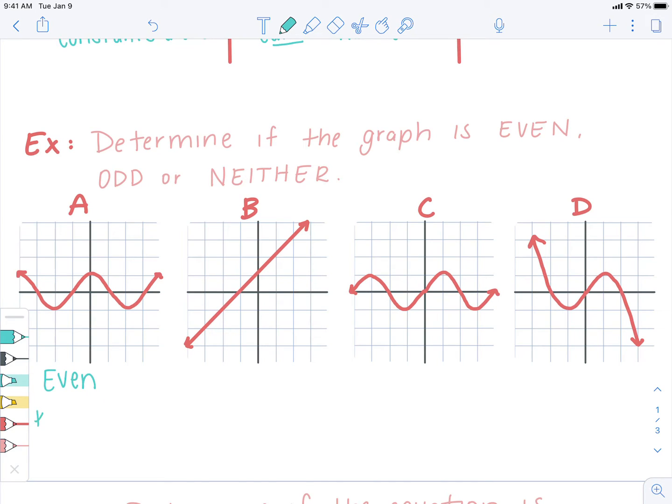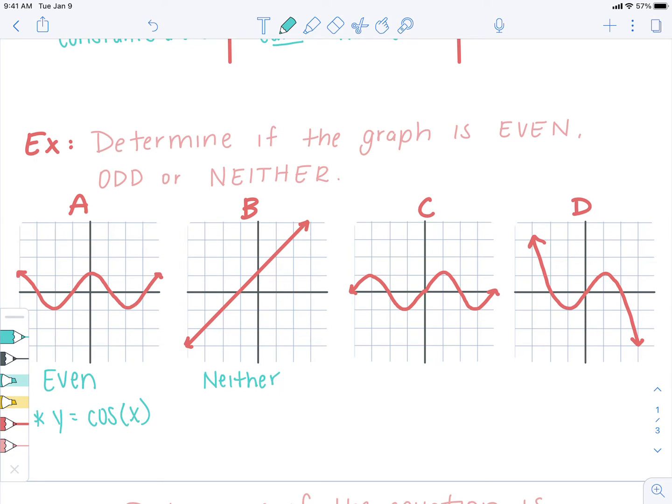I might also make a note that this is y equals cosine of x. Since cosine doesn't have any exponents, in case you see a cosine equation, you'll know that cosine is an even function. What about B? Neither, right? Neither.